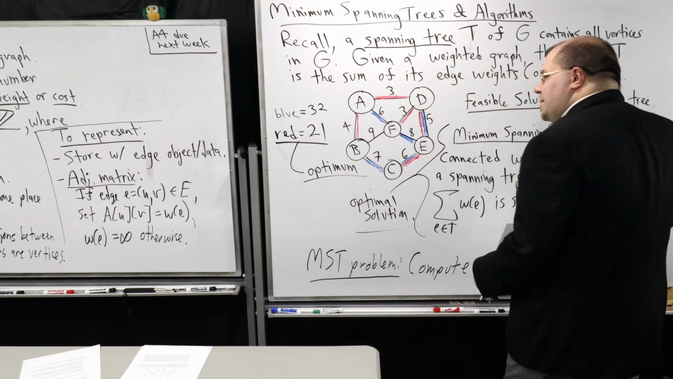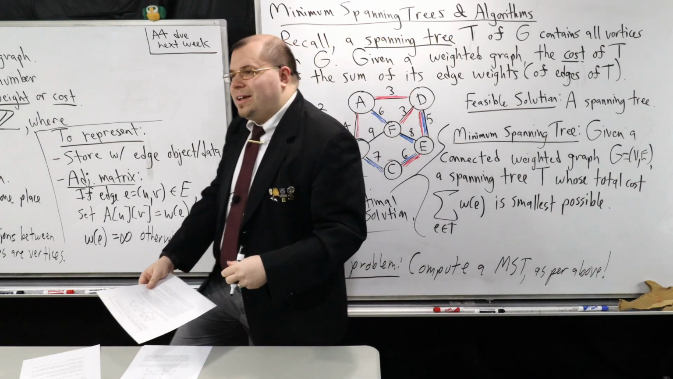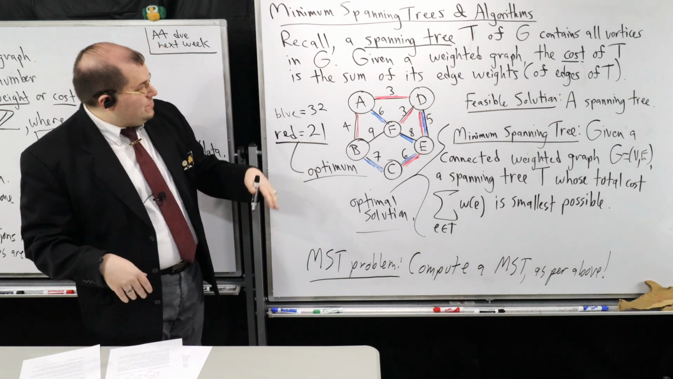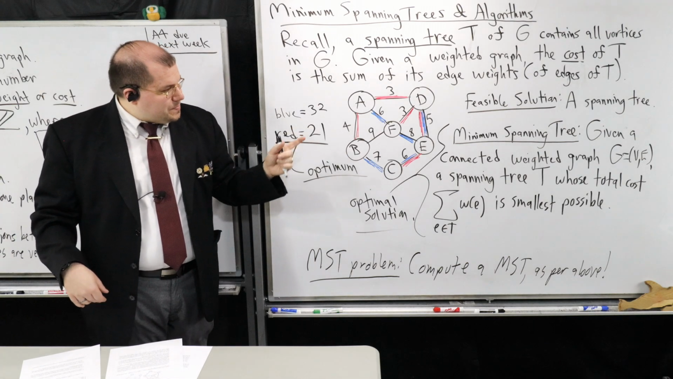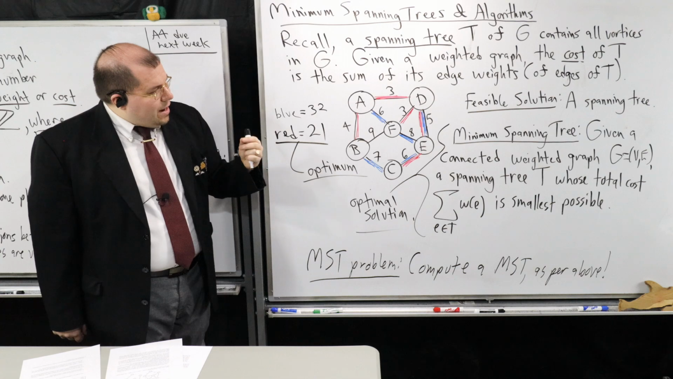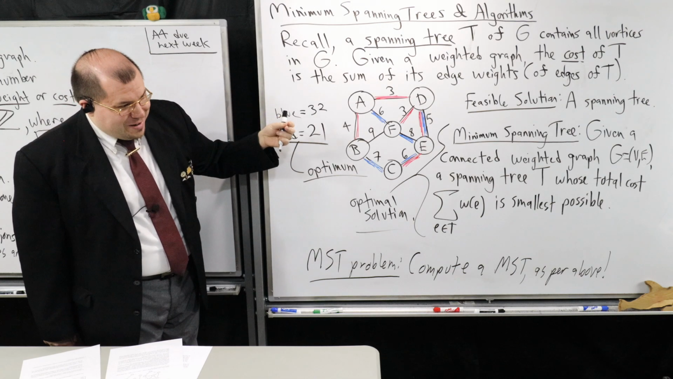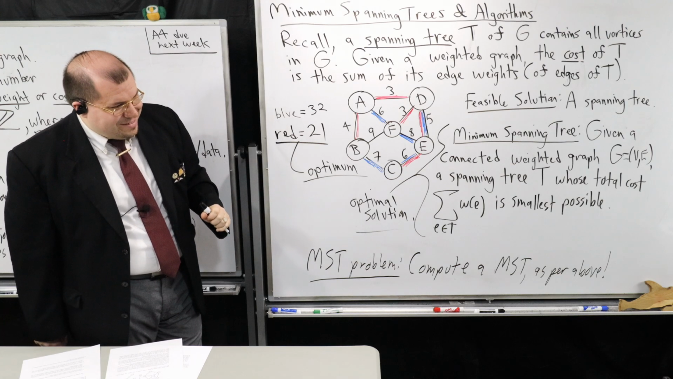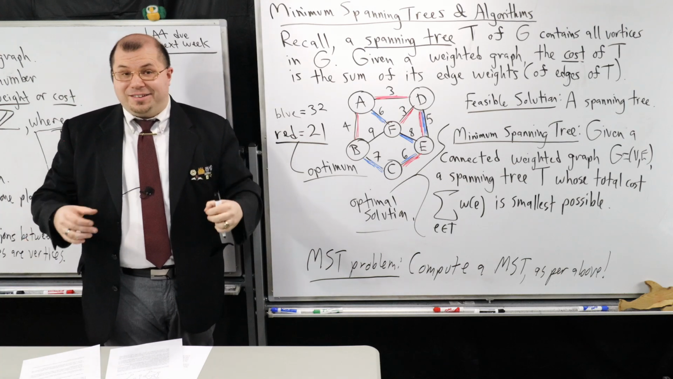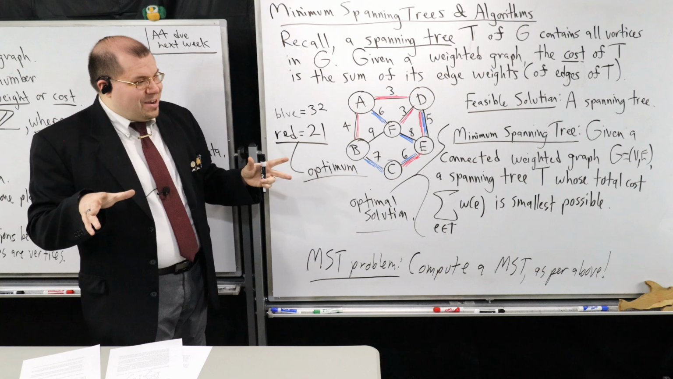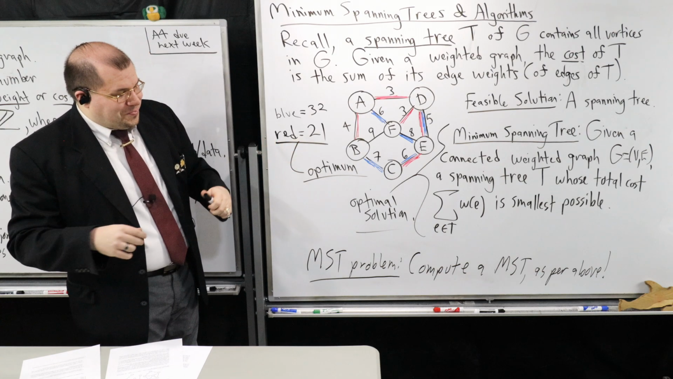And many optimization problems are cast like this. I give you some constraints. So in this case, I want a spanning tree, and I want the one that's as cheap as possible. The ones that are cheapest, we call optimal solutions. And I must stress that there may exist many optimal solutions, or there may even just be one.